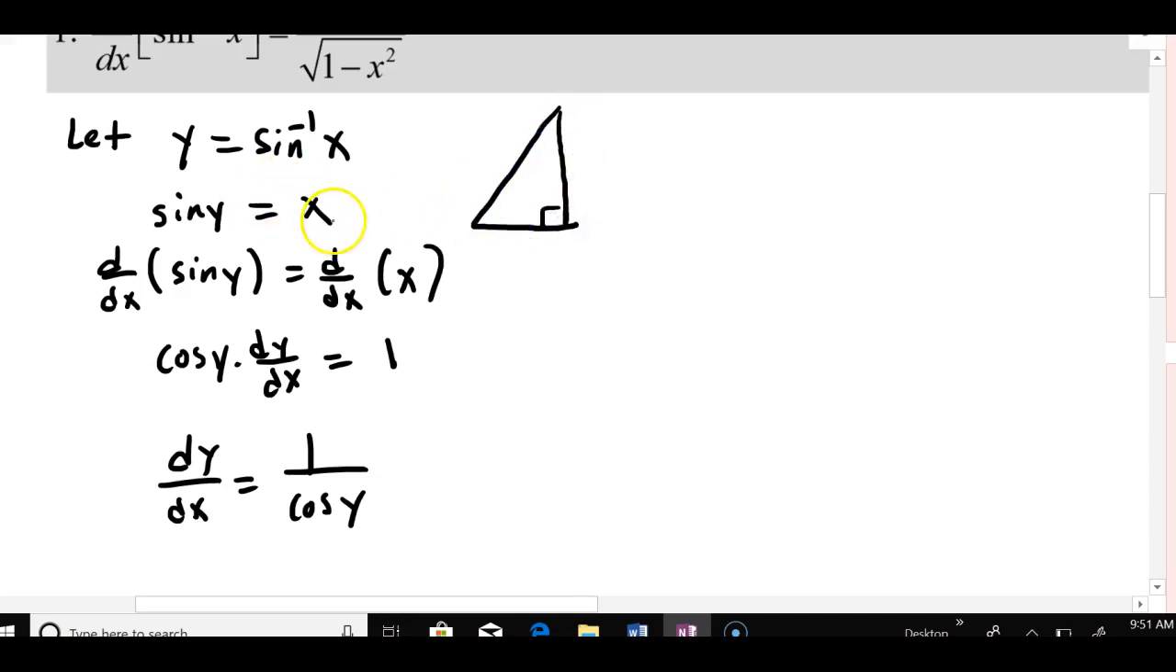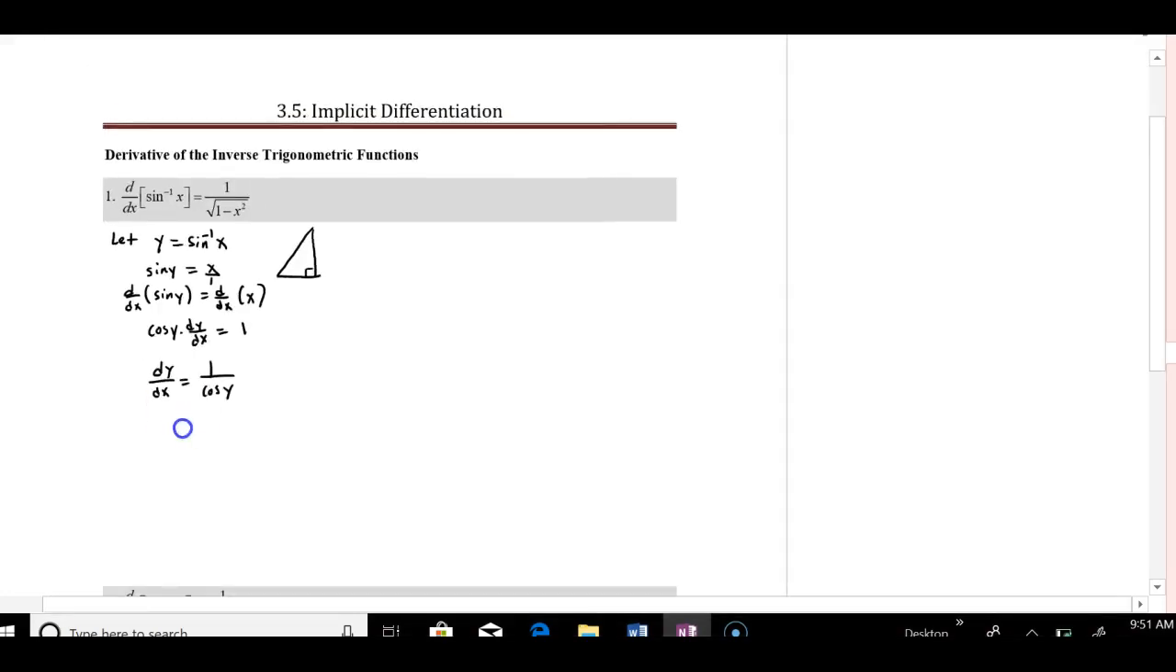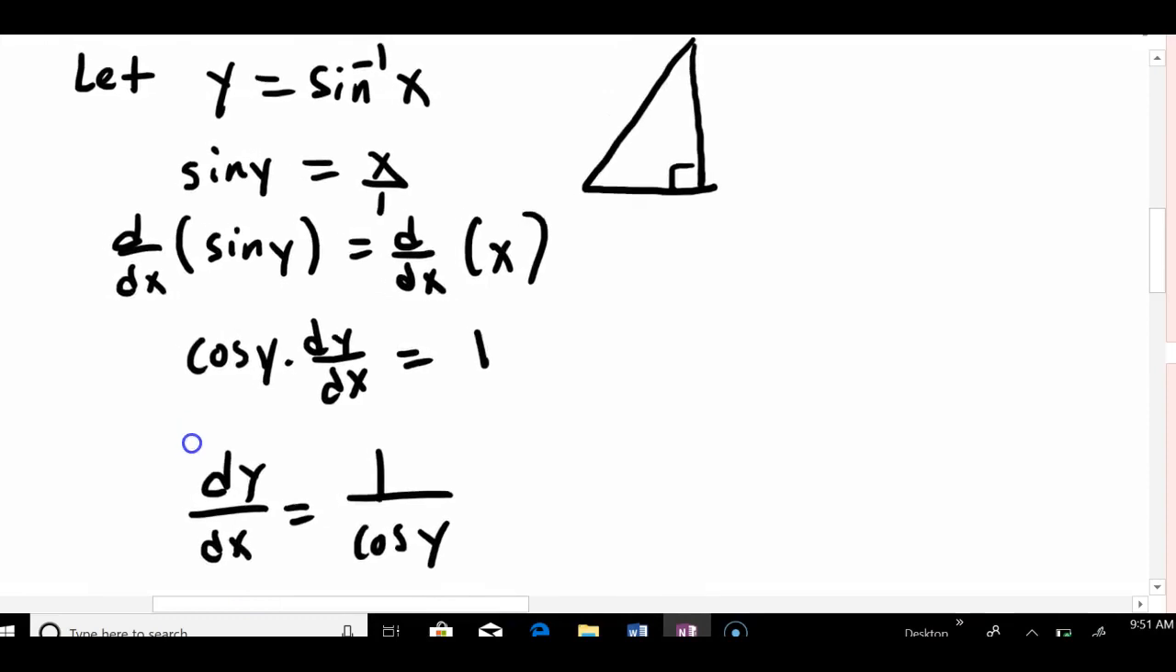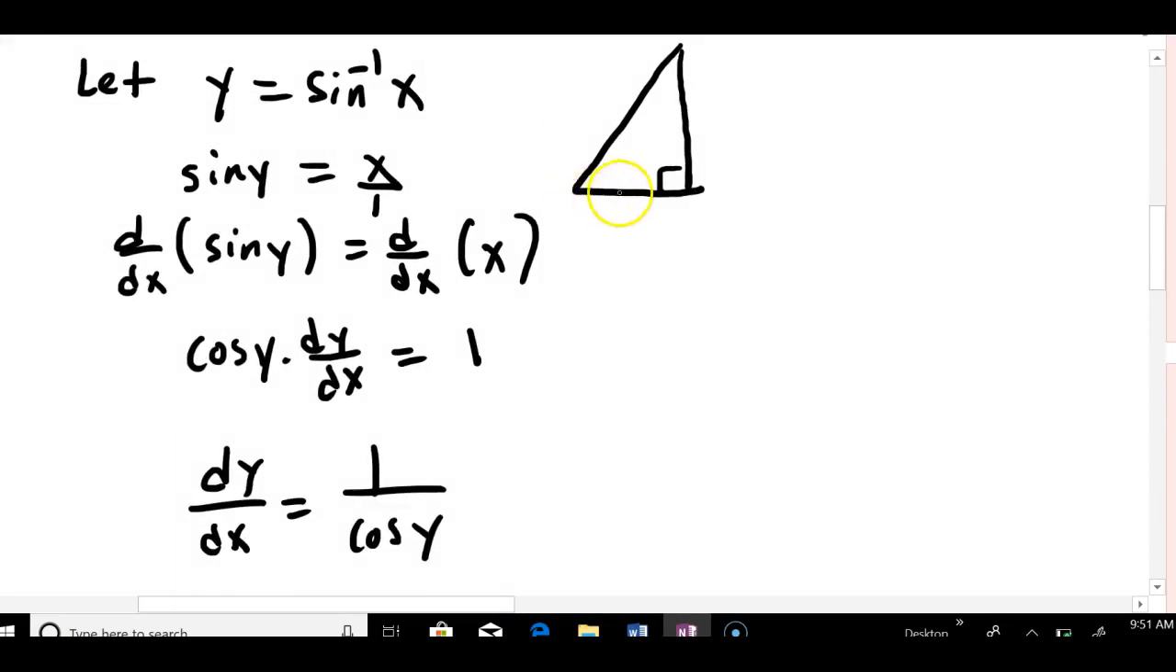Right triangle, and we think of sine y, where y is the angle, right? Sine of y, so y is the angle, so this is this angle here, y. And the sine of that angle is x over 1. And then just basic definition of the trig function, sine is going to be opposite over hypotenuse, right?